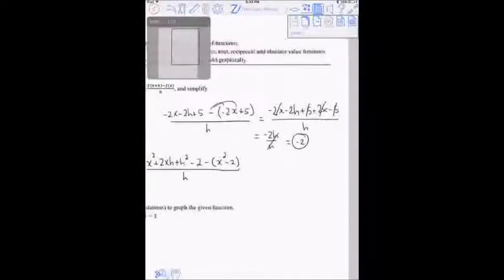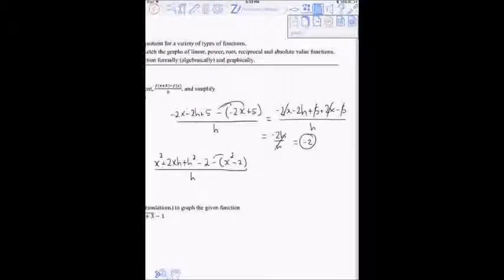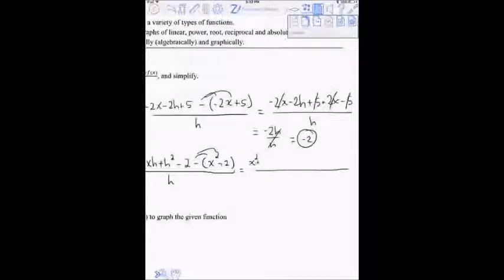Now if we distribute the minus sign, we're going to have x squared plus 2xh plus h squared minus 2 minus x squared plus 2, and it's all over h. Minus 2 plus 2 cancel. The positive x squared and the negative x squared cancel. So we've got these two terms here, 2xh plus h squared all over h.